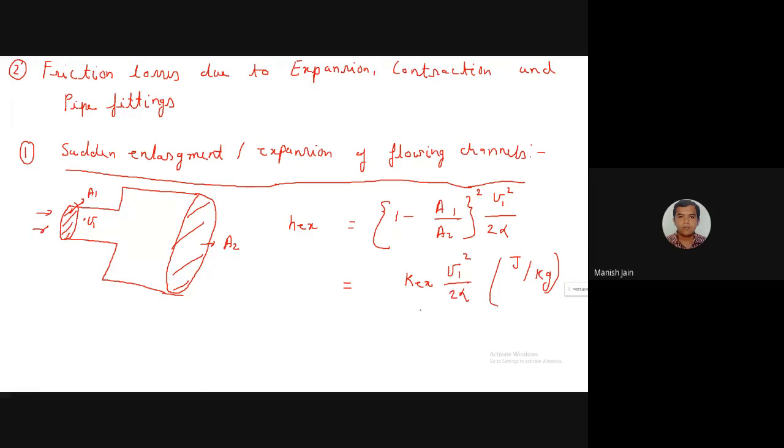Where K_ex is the friction loss factor in this case, and the friction loss factor is equal to 1 minus A1 by A2, whole square. This is the friction loss factor.